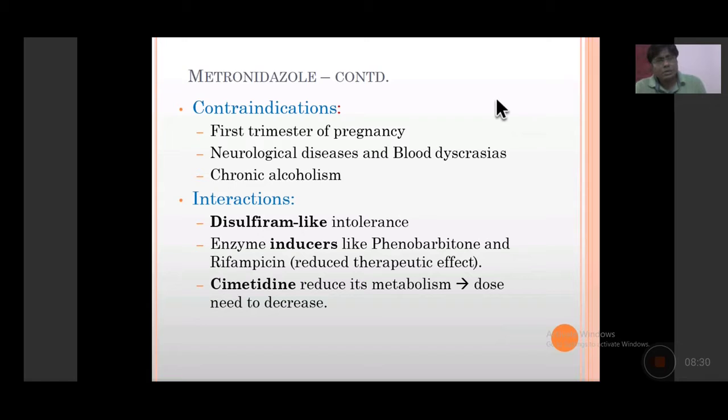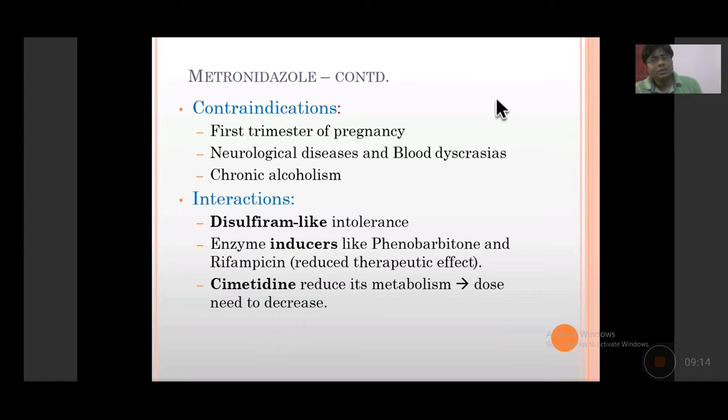In the first trimester of pregnancy, metronidazole is contraindicated, but in the rest of the trimesters it can be used, because the first trimester is basically the phase of organogenesis where most drugs are contraindicated. And not only in pregnancy, but also in neurological disease, blood dyscrasias, and chronic alcoholism, because it is a drug known to cause a disulfiram-like reaction, and you will see what exactly a disulfiram-like reaction is, so don't worry about it. You need to make a list of drugs which can cause a disulfiram-like reaction, because you need to advise your patient not to take alcohol during treatment with these drugs. Otherwise, there will be severe symptoms.